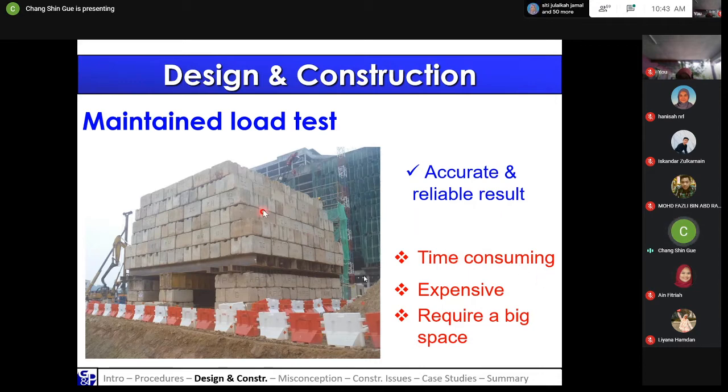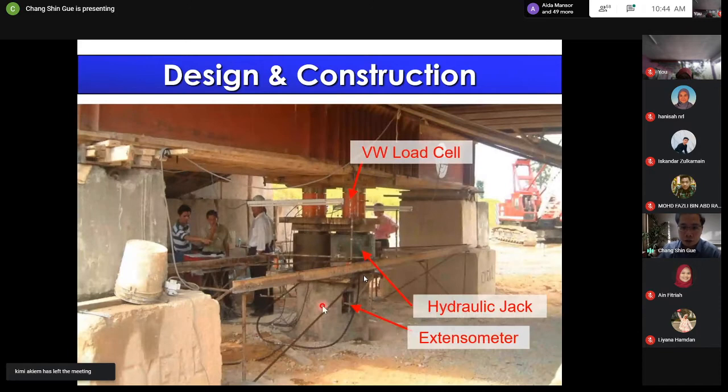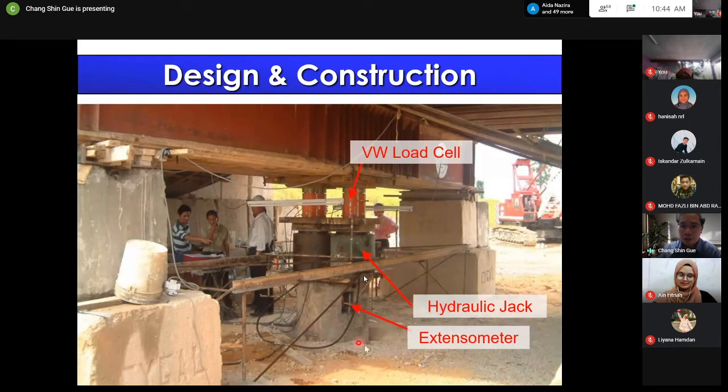You can see you need time to build up this whole block. So time is money, so it's expensive to do such tests, and it also requires a big space. Just to show you a bit more on how it looks like inside this kentledge block. Inside, the pile is underneath, so you actually have a hydraulic jack, and you have instruments like your settlement gauge and load cell. So the jack will jack on the pile so that the pile will experience the load on top, and then you measure what kind of settlement.